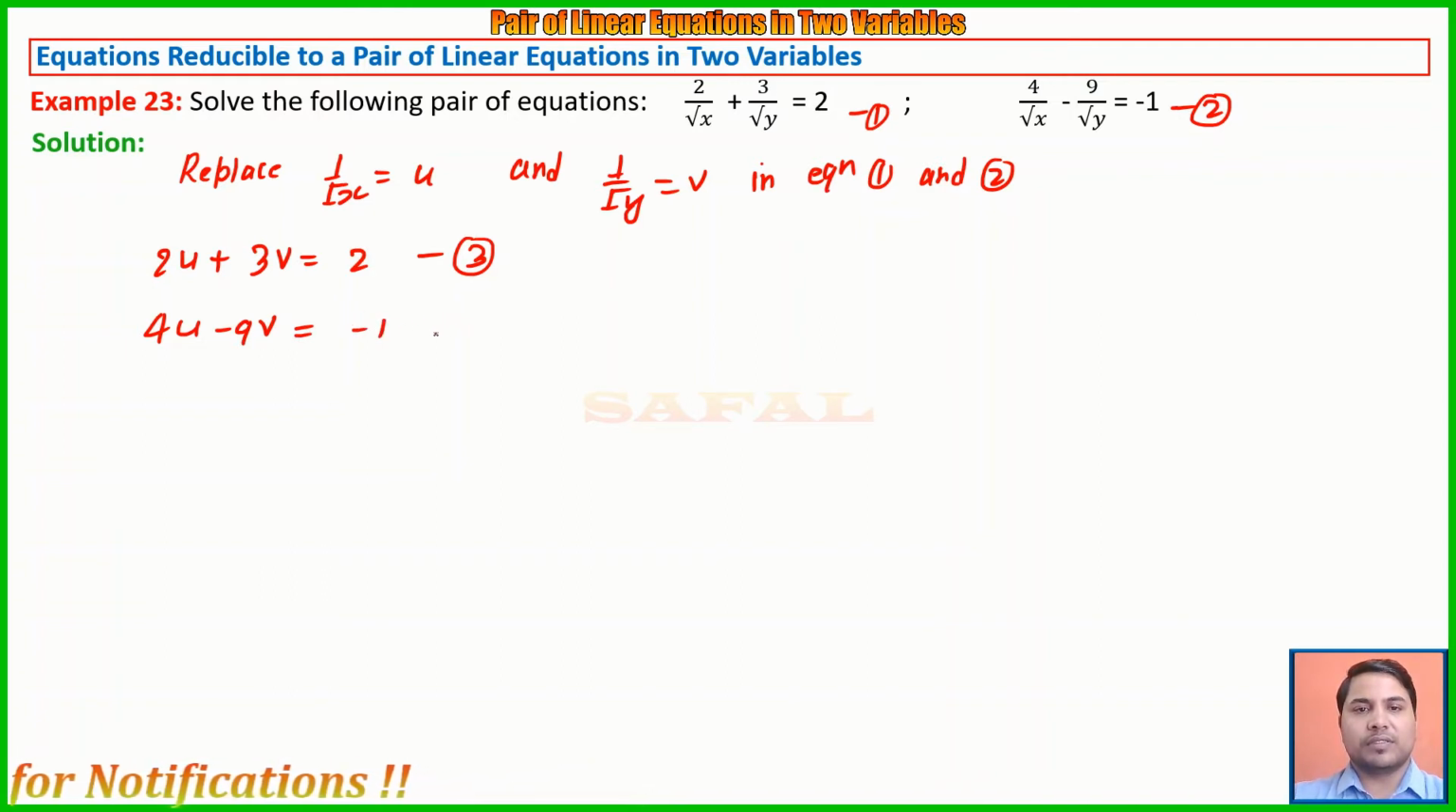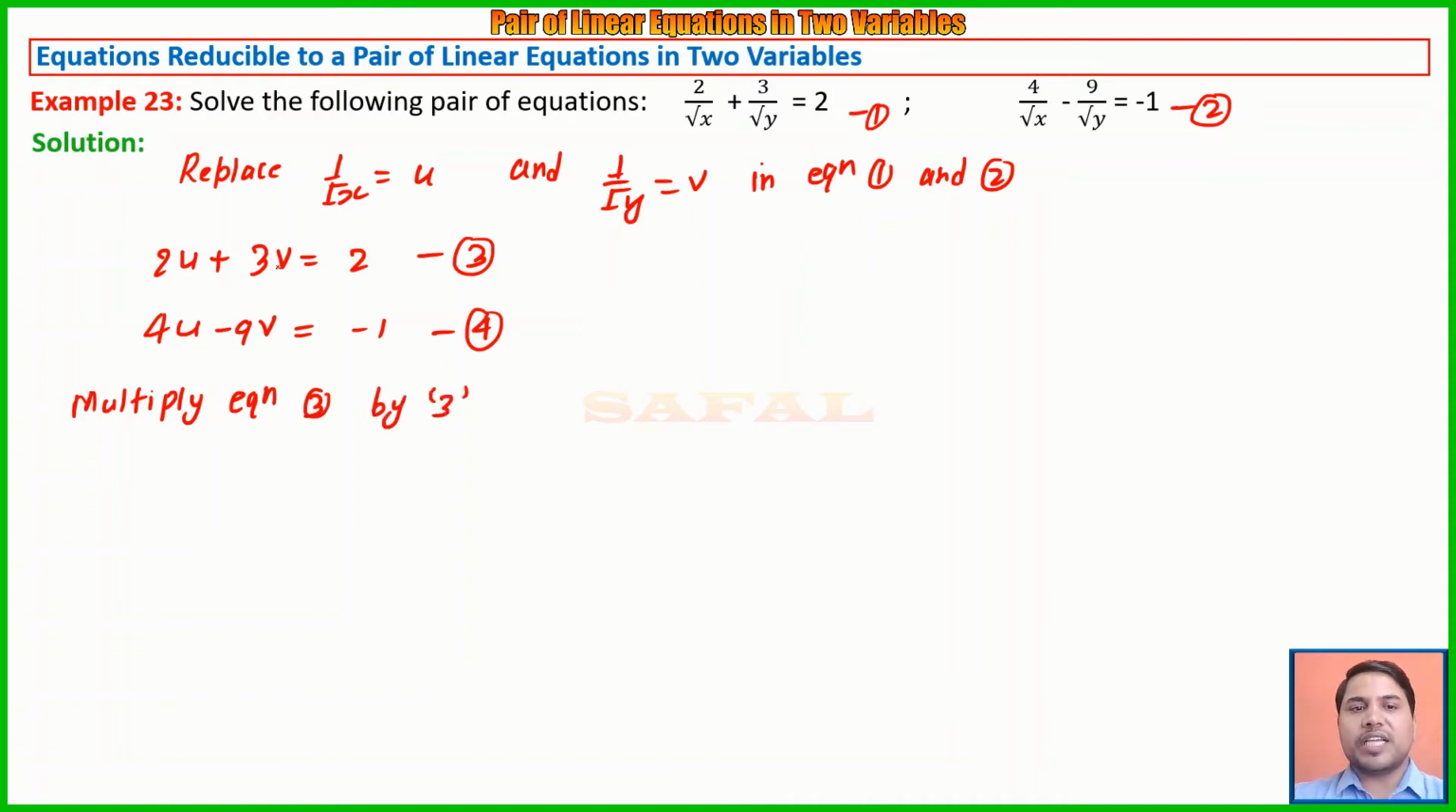Minus 1. So let me call this as 4. So now 3 and 4 are linear equations in two variables, the variables being u and v. So I can solve by elimination. So what I am going to do is multiply equation 3 by 3.